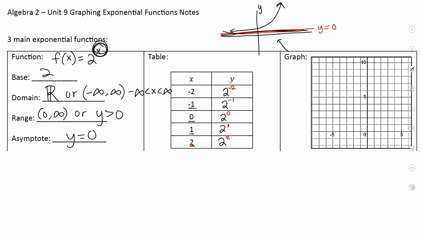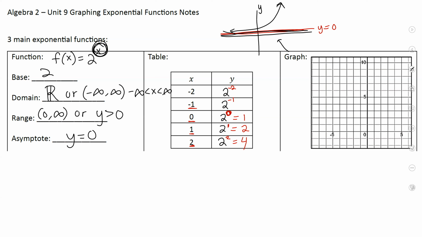Okay, so I'm going to start in the middle of the graph. 2 raised to the power of 0 is always 1. Anything with a 0 power is 1. If I have 25 raised to the 0, it's 1. 50 raised to the 0 is 1. Anything with the power 0 is 1, okay? Anything to the power of 1 is just itself. Okay, and then guys, what is 2 to the power of 2? 4. 2 squared is 4.